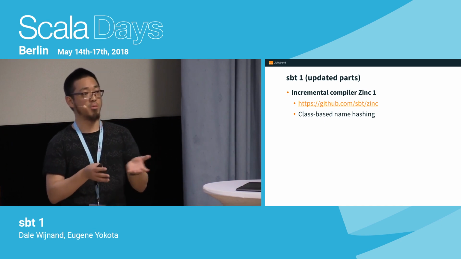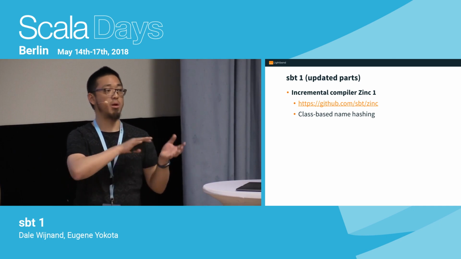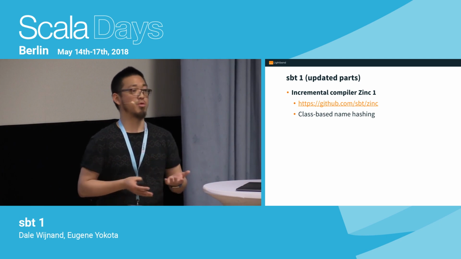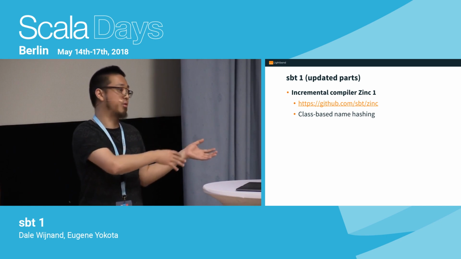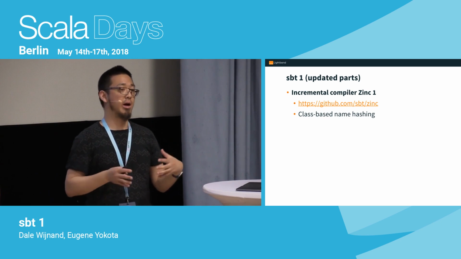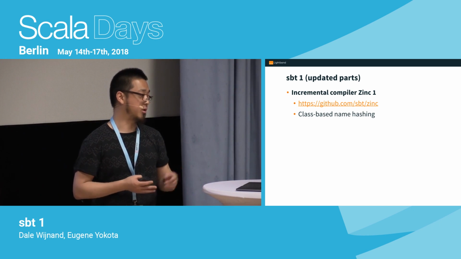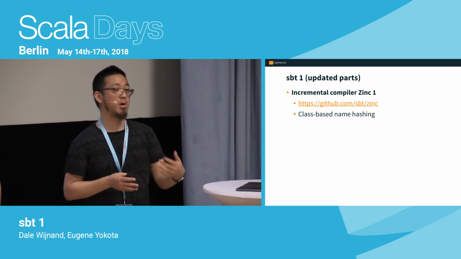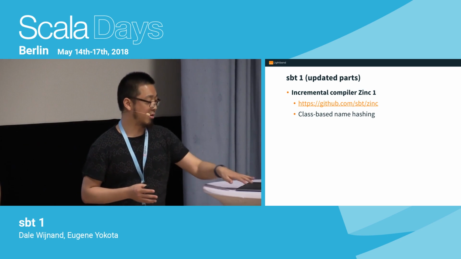Previously, the incremental compiler was part of the SBT codebase, but we split it up and put it into a different repository. The ownership of this repository is co-maintained between Lightbend, who's the original author of this incremental compiler, and the Scala Center. Anyone who wants to join in can now directly contribute to Zinc, the incremental compiler part of SBT. And it uses a new algorithm called class-based name hashing, which is supposed to work for a larger code base. So that's another updated part.